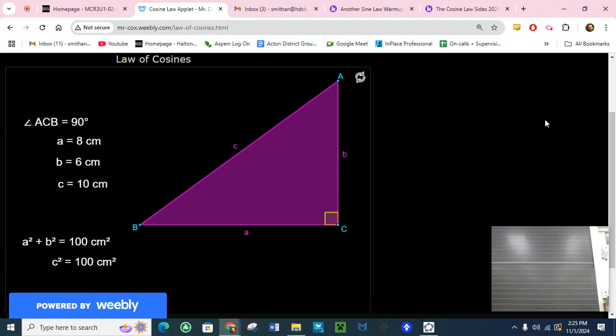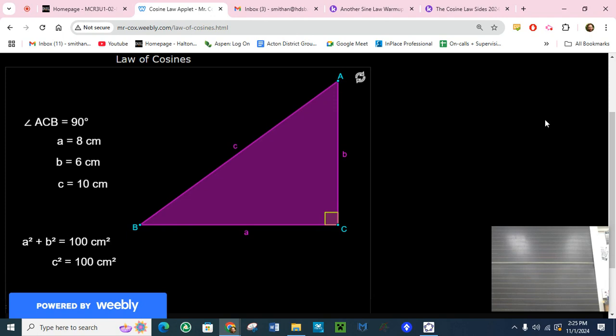But this is a right angle triangle. The angle ACB here is 90 degrees. The side lengths here are 8, 6, and 10. And hopefully you guys are convinced, when you square A and square B, you get 64 and 36. That adds to 100 centimeters squared. The hypotenuse is 10. You square it, you get 100 centimeters squared. That's the Pythagorean theorem, right? C squared equals A squared plus B squared.